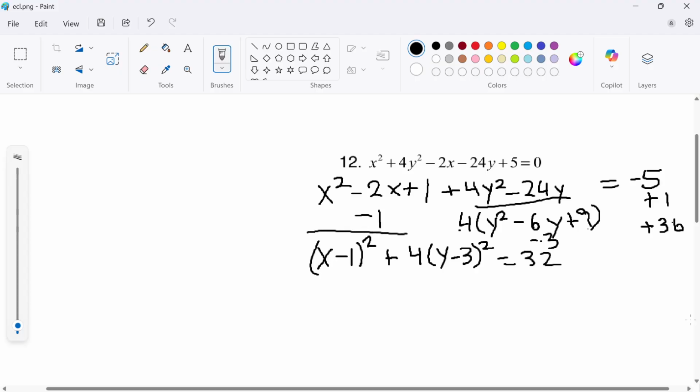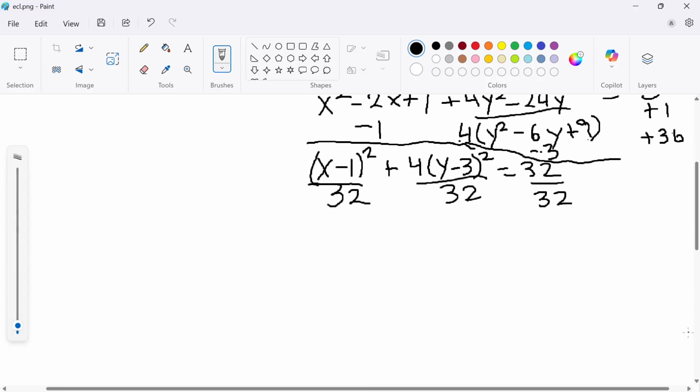So this is what I have so far. And then I'm going to divide by 32 because I know with an ellipse it equals 1. So I divide this term by 32, and this term by 32, and this term by 32. So now I have equals 1, which I need for an ellipse. This one just stays just as it is.